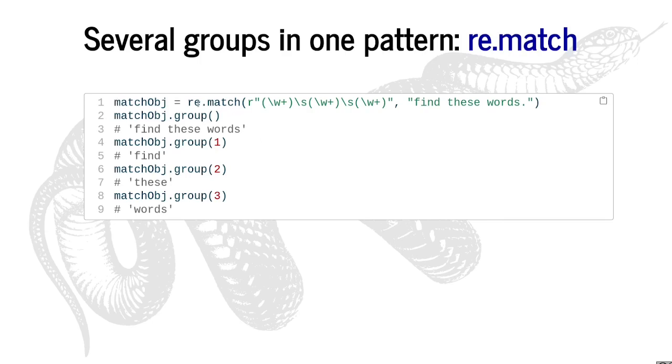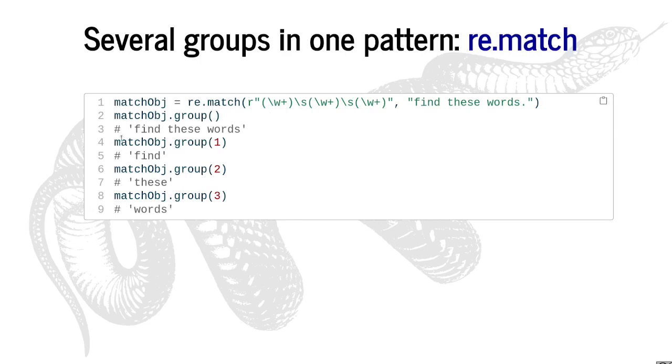We have a match object, and it matches the pattern alphanumeric character sequence, space, alphanumeric character sequence, space, alphanumeric character sequence. The three alphanumeric character sequences are all turned into groups. And we apply this to "find these words". If we do match object dot group, just the overarching group, it actually gives us the whole thing back, find these words. But it also has internal structure. Group 1, group 2, group 3, we get find, these, words.